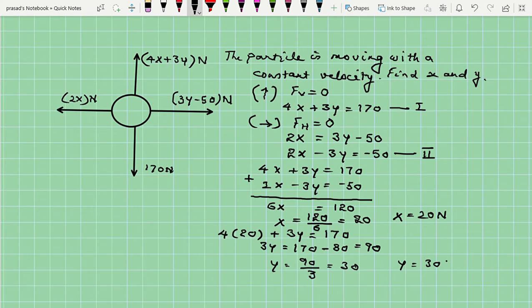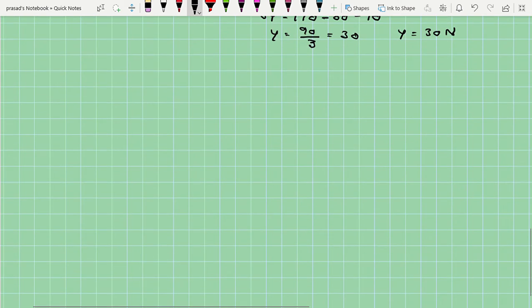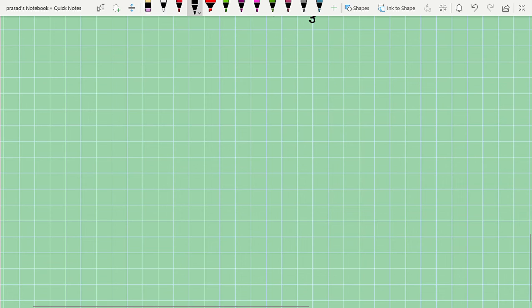So in this problem, remember that if the particle is moving with the constant velocity, or if it is given that the particle is stationary, that means the resultant force acting on the particle is 0. That means the forces are balanced horizontally as well as vertically. So I will give you some problems for practice.